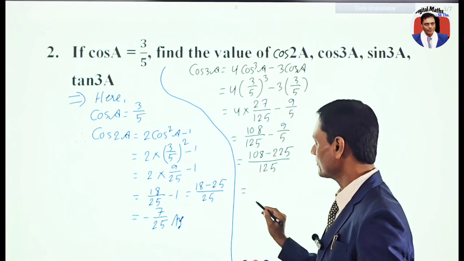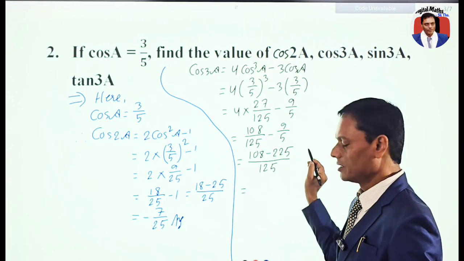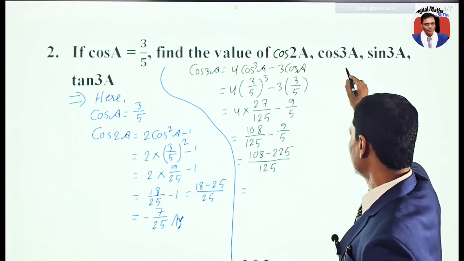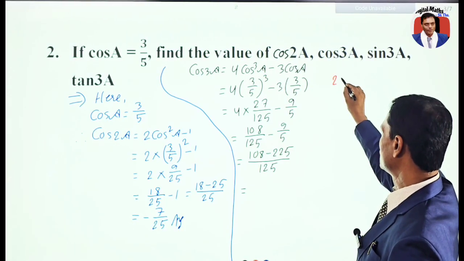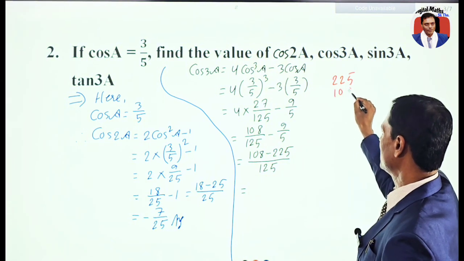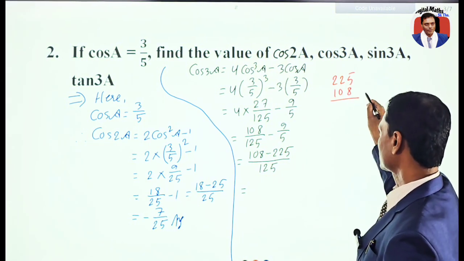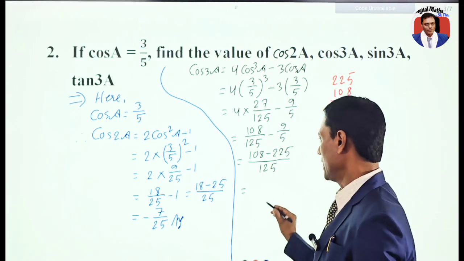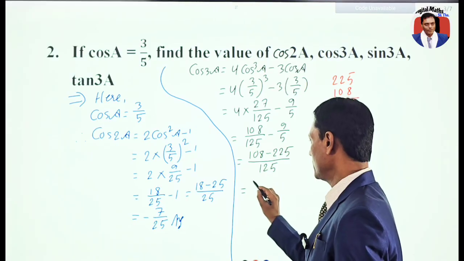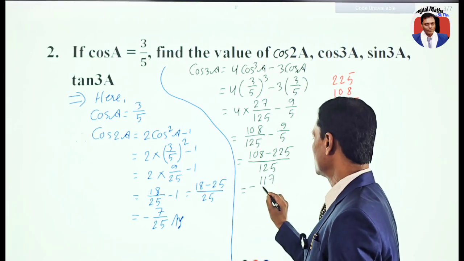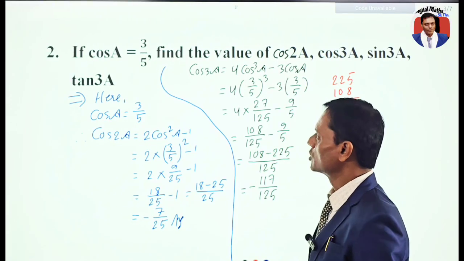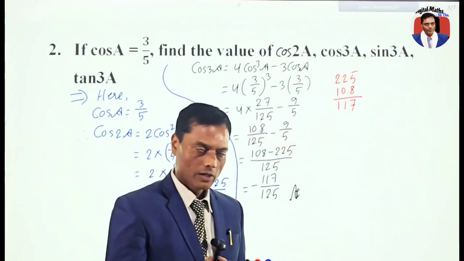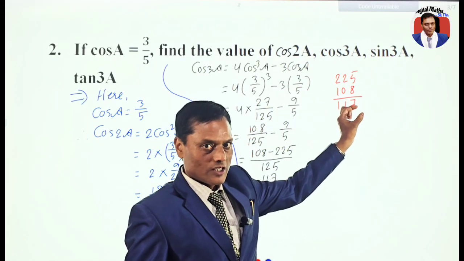And here actually 108 and 225, we are going to subtract, isn't it? So let's subtract, just we can do rough work here also. Here 225 and that's 108, isn't it? So that gives us here minus 117 over 125, right? So the value of cos 3a is negative. That's the answer, isn't it?